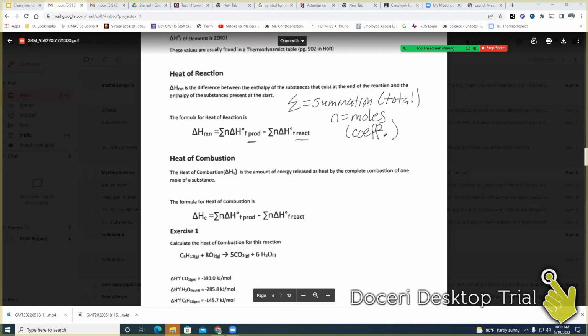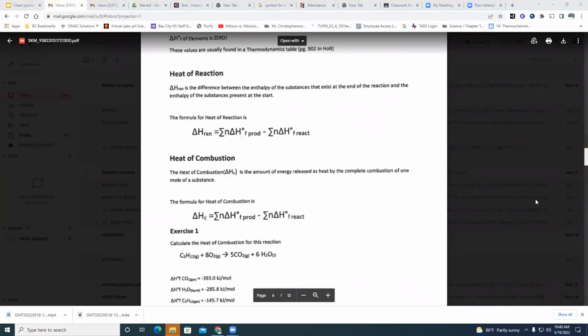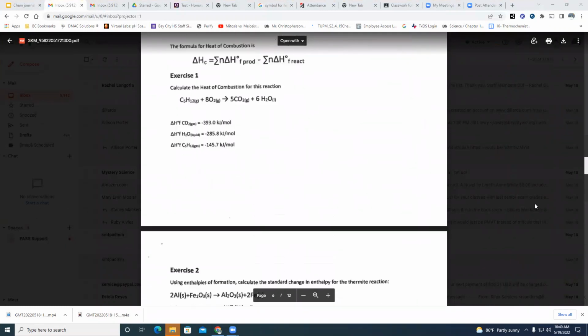If it happens to be a combustion reaction, which remember is just a reaction where something's burned in the presence of oxygen, usually hydrocarbons, to get some kind of release of energy, then it's going to be the same procedure, but you're just going to be solving for the delta H of combustion. But it's still going to be the same thing, summation of products minus your summation of reactants. All right, so let's look at one and it'll make a little bit more sense.